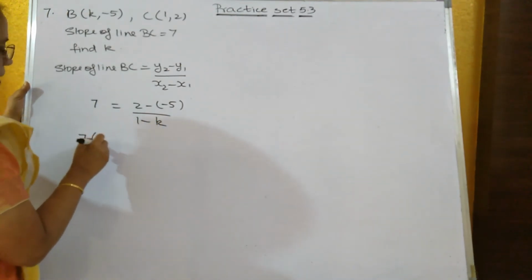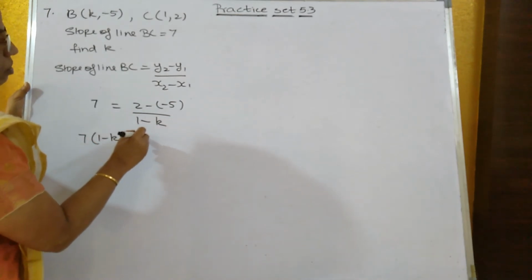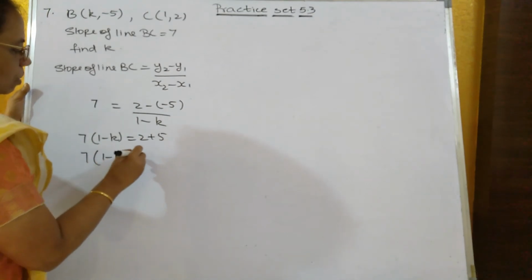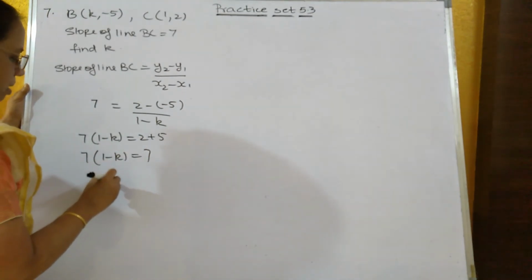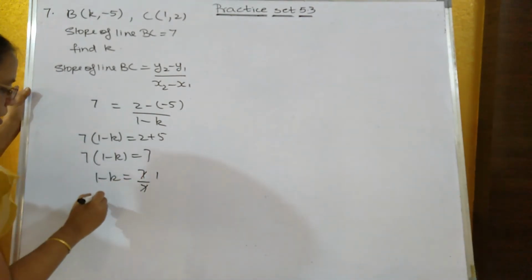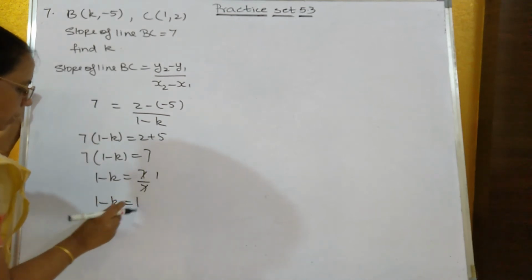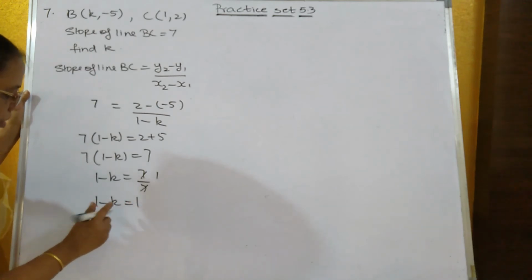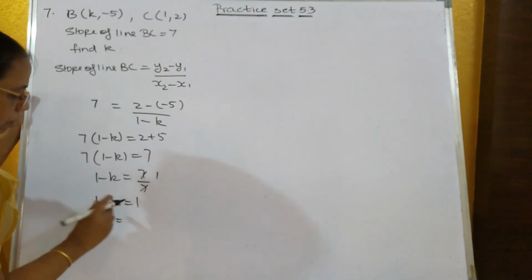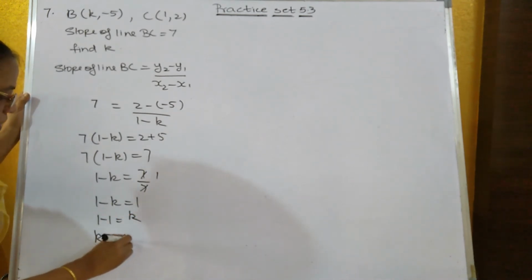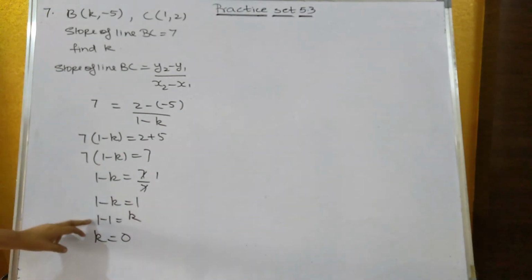You'll get 7 into (1 minus K) is equal to 2 plus 5. That is 7. 1 minus K is equal to 7. Bring the 7 below. Both will get cancelled. That is 1. So 1 minus K is equal to 1. Take the minus K on this side and bring this 1 on this side. When you bring this 1 on this side, it will become 1 minus 1, and minus K when it goes on the other side, it will become plus K. So K is equal to 0. So what is the value of K? 1 minus 1 is equal to 0.